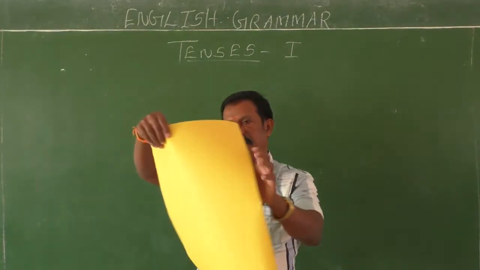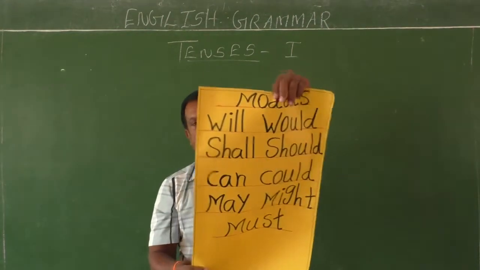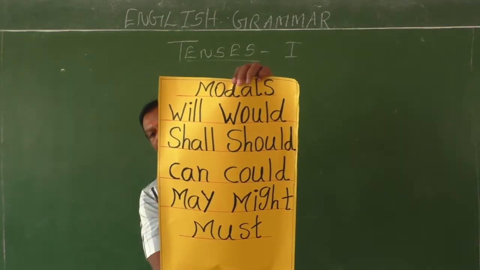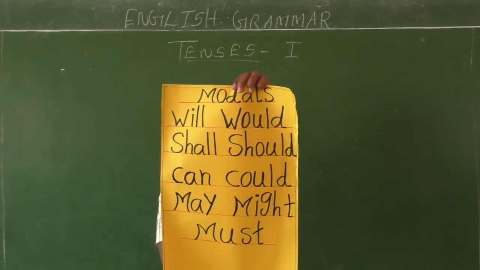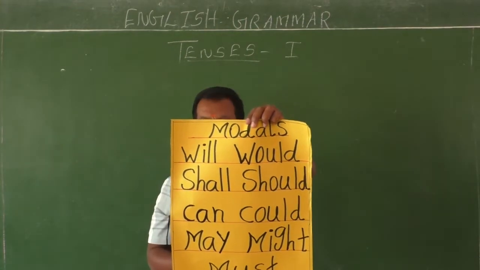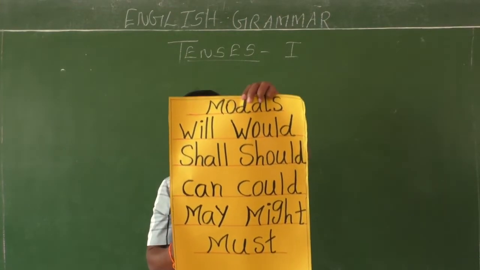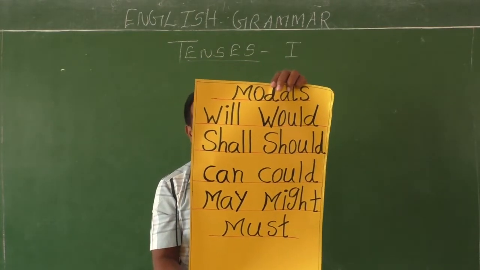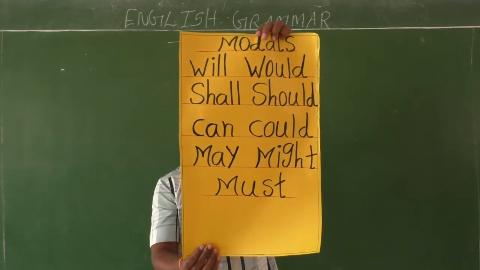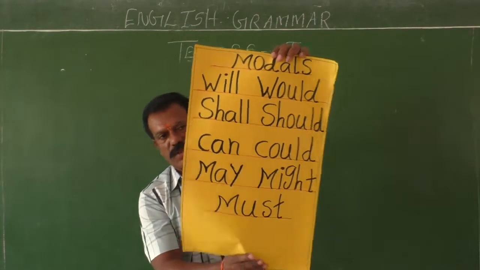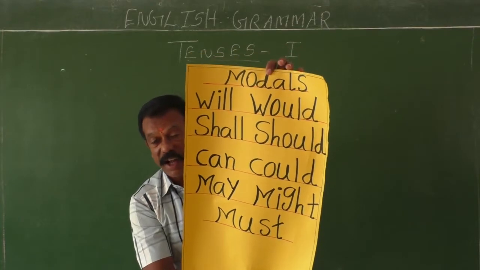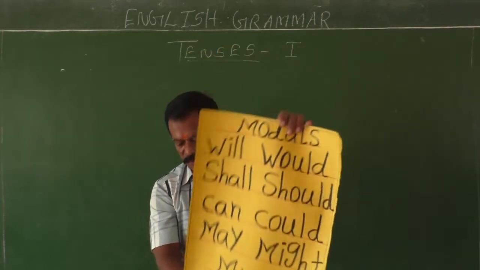Then modals. With the help of these modals with V1, we can frame future tenses. Future tenses are framed with the help of these modals. So we use these modals with the V1, the base form of the verb, to refer to future tense. Will, would, shall, should, can, could, may, might and must. Okay. So they are called modals. They are also called secondary auxiliaries. Okay, fine.